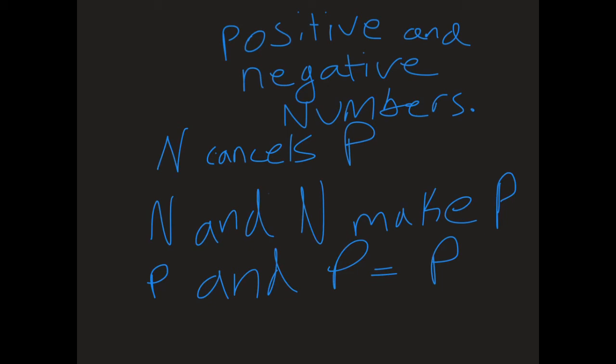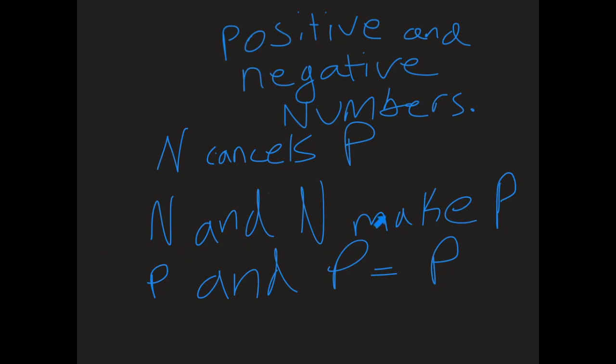So let's talk about the first one, n cancels p. Like I just showed in the last example, if you have a negative sign and you have a positive sign, let's say you have a problem like 5 plus negative 3. We did that just now. That positive sign, you can basically just take it away because n cancels p, and then you can just do the problem without the positive sign.